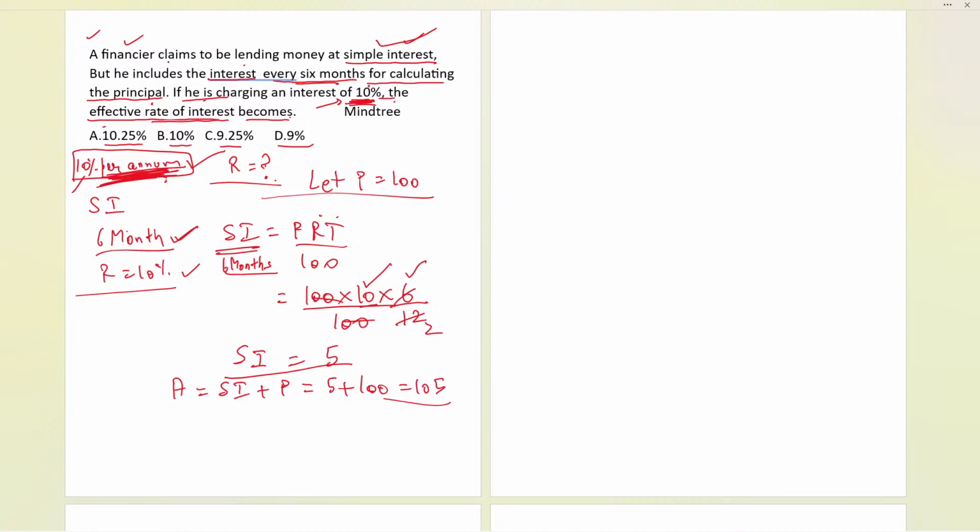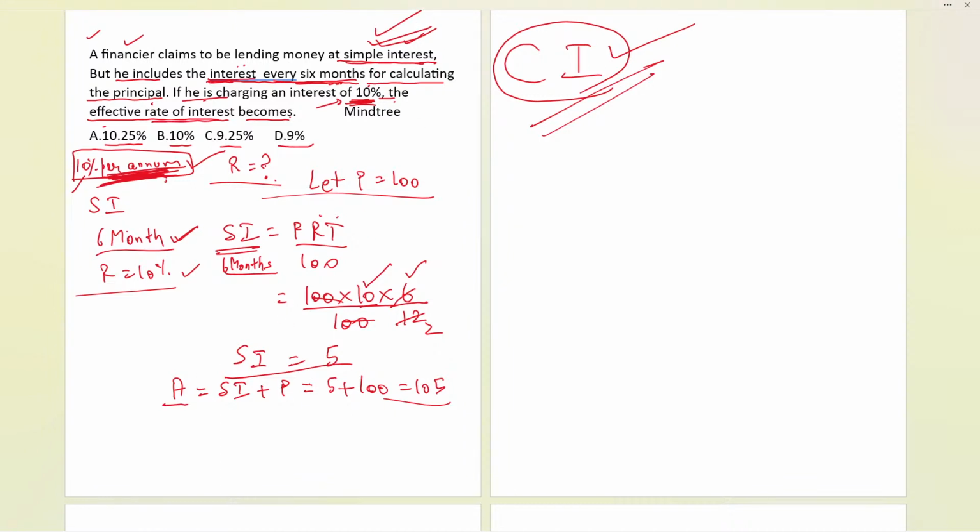The question says the financier claims to be lending the money at simple interest. He includes interest every 6 months. What is the meaning? That is a very important line. The question tells us simple interest, and it is confusing us by saying we have to include interest every 6 months. It means he is talking about compound interest. Understand, this is a very important part. He is saying interest is to be included after every 6 months, and that happens only in compound interest. So the question is telling us compound interest, but we have to solve it using simple interest.